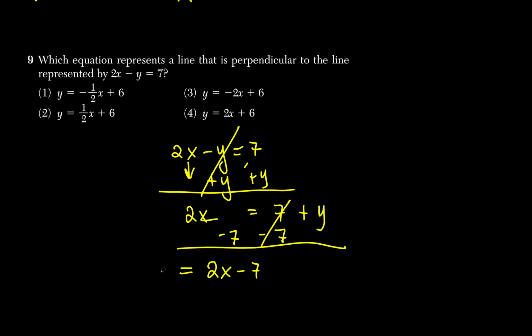So I'm just going to put the y in the front. So the slope here is 2. We want to look for a perpendicular. So that means we need to find the slope perpendicular to that. So the slope perpendicular is the negative reciprocal. So the negative reciprocal is just negative 1/2. So we're looking for an equation that has a slope of negative 1/2. The only one that has it is choice 1.